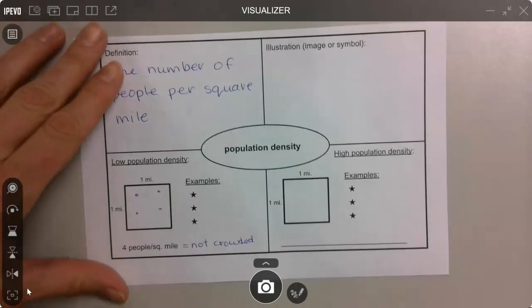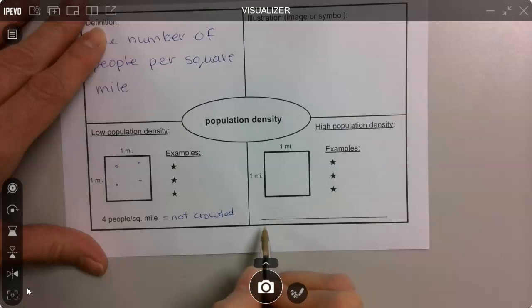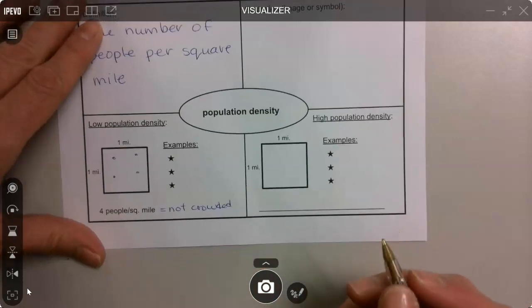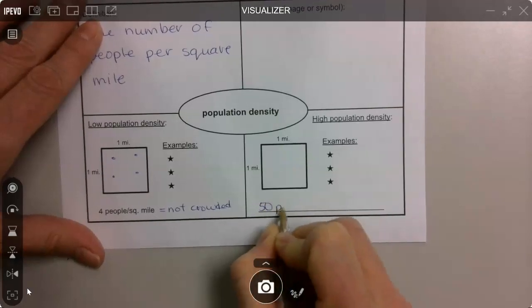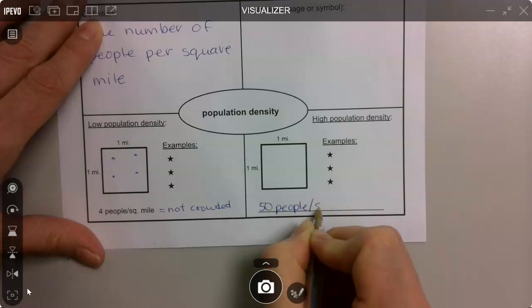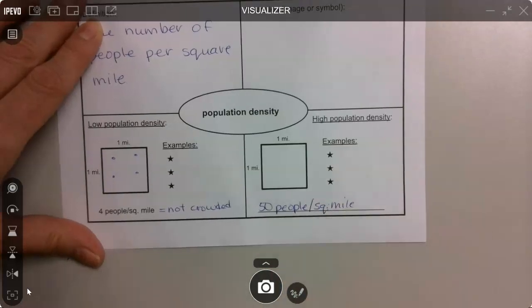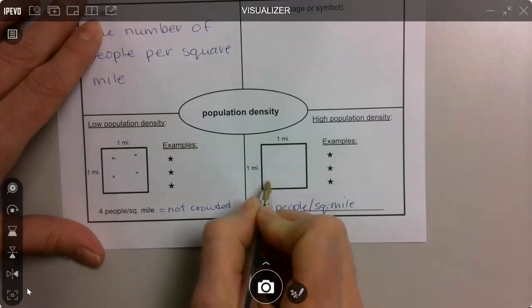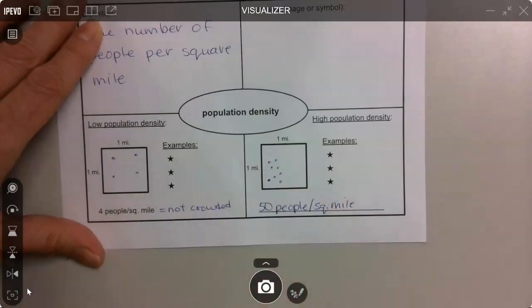Okay, now let's talk about high population density. So here you're going to write out how many people per square mile. Why don't you pick a number of people per square mile that might be high population density? So let's say I wanted to say 50 people per square mile. And then what I'm going to do is I'm going to draw 50 little dots in here, like 1, 2, 3, 4, 5, 6, 7, 8. Got it? Until I've got 50.